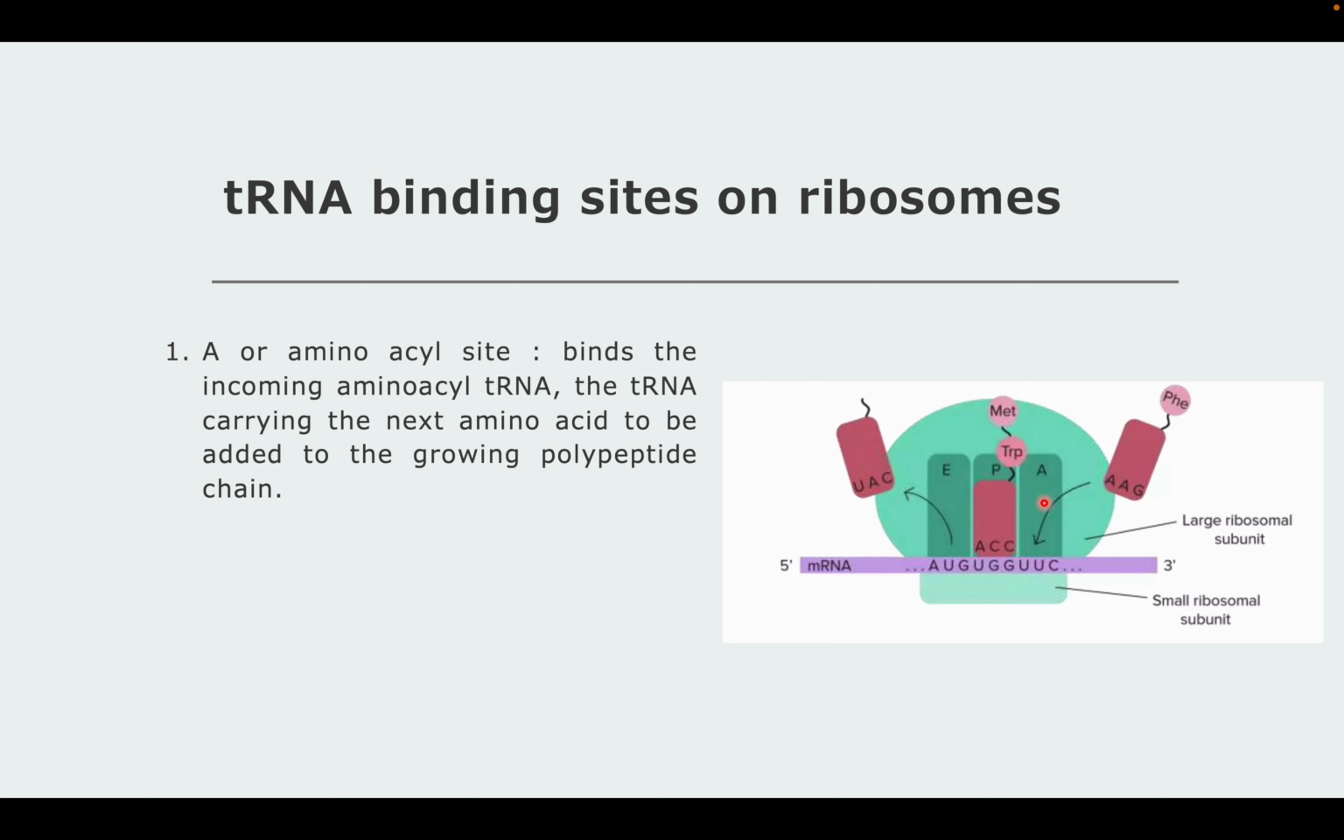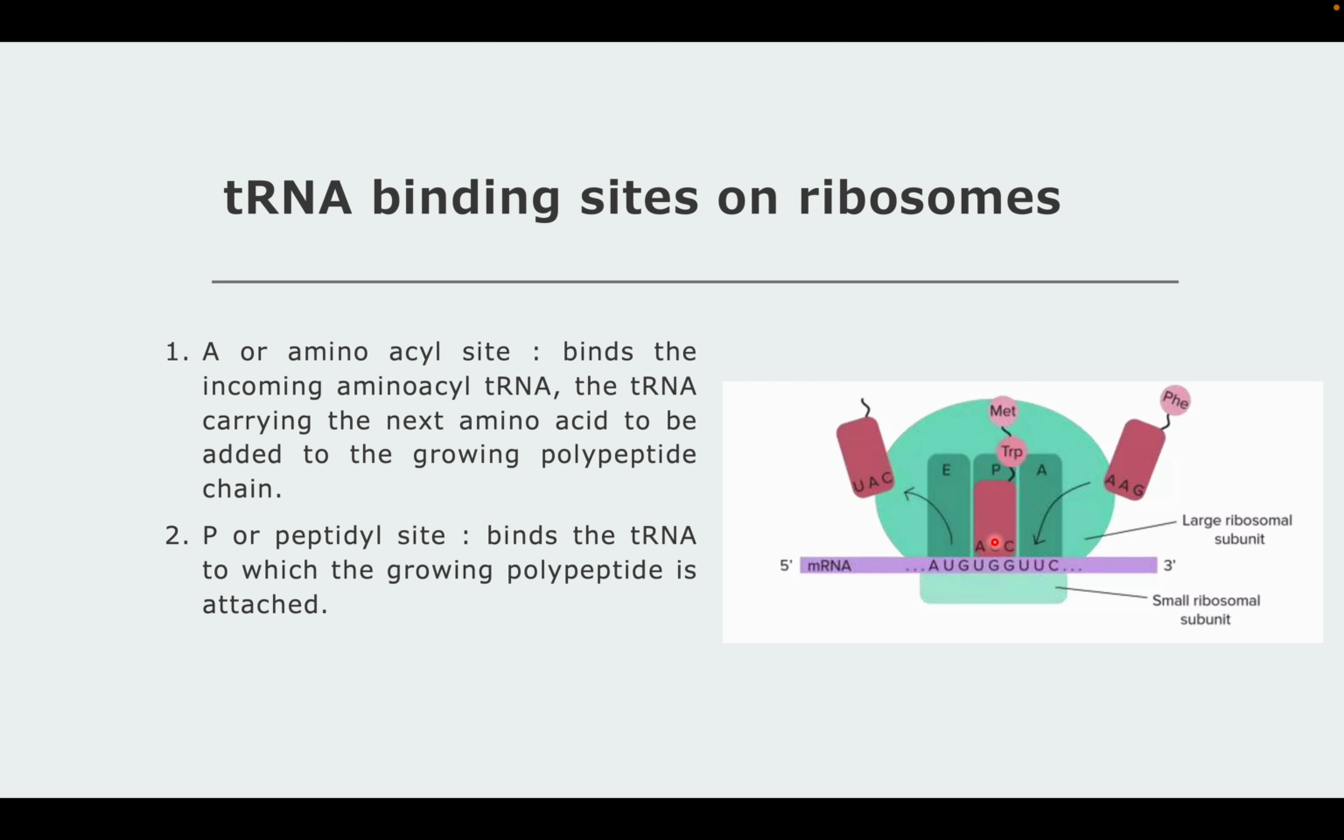So what is the A site? The A site is also called the aminoacyl site, which accepts the tRNA. Suppose we are at this level, like UGG. Now we move to UUC. So this site accepts the incoming tRNA for the next amino acid to be added. Now it contains the tRNA for this UUC, which is AAG, phenylalanine. So this accepts the tRNA for the next amino acid.